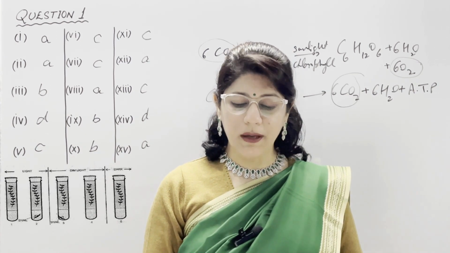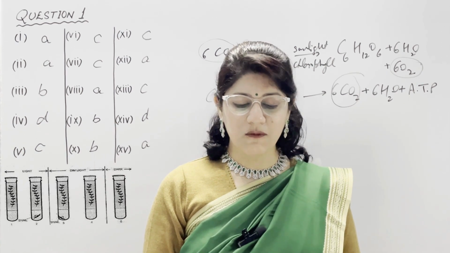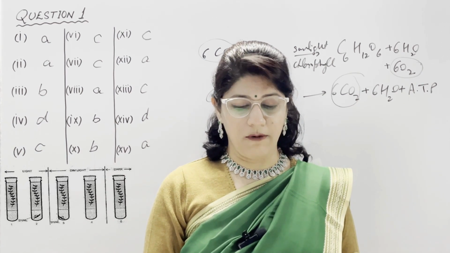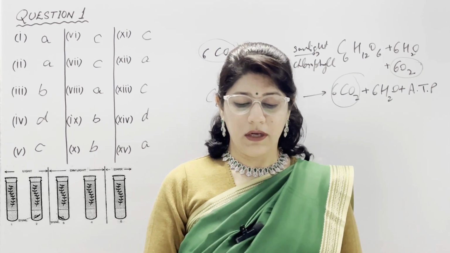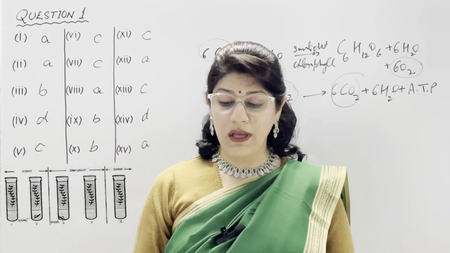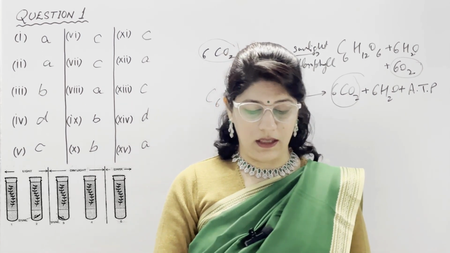In the third test tube, dim light is there, snail is present and plant is also there. In the fourth test tube, only the plant is there in dim light and in the fifth test tube, dark. In absence of light, the plant is there in the test tube.